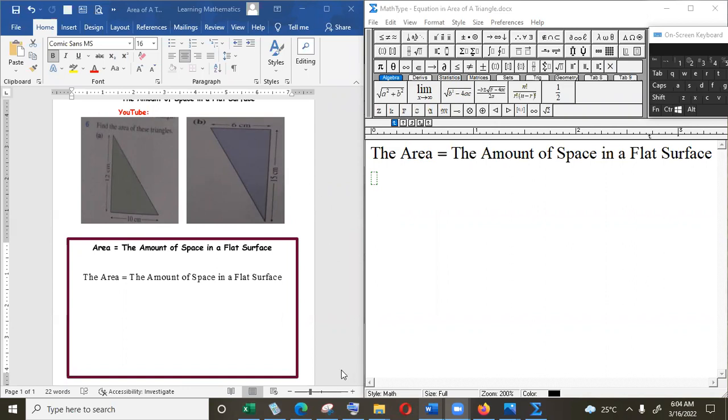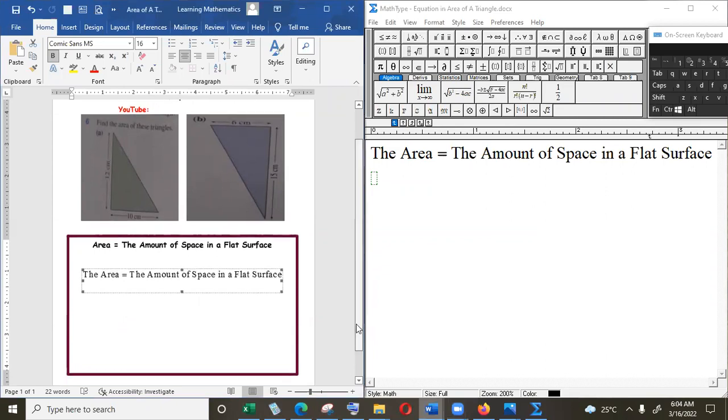So please take out your exercise books and your pencil and your pen so we can calculate some areas, specifically the areas of triangles.